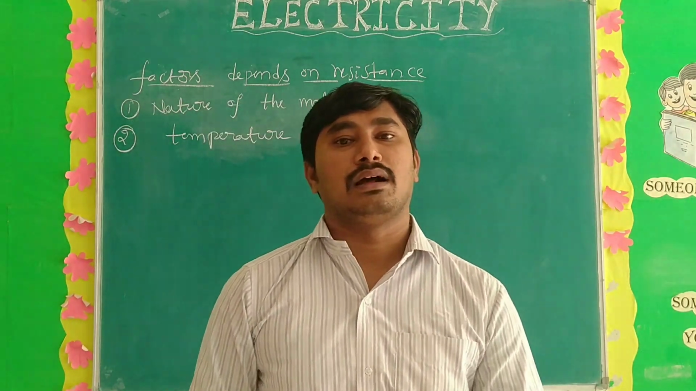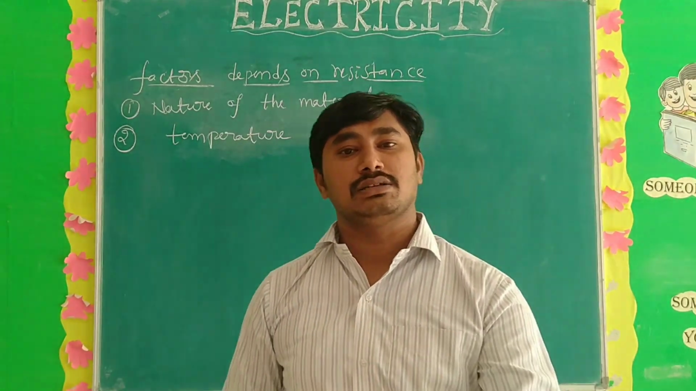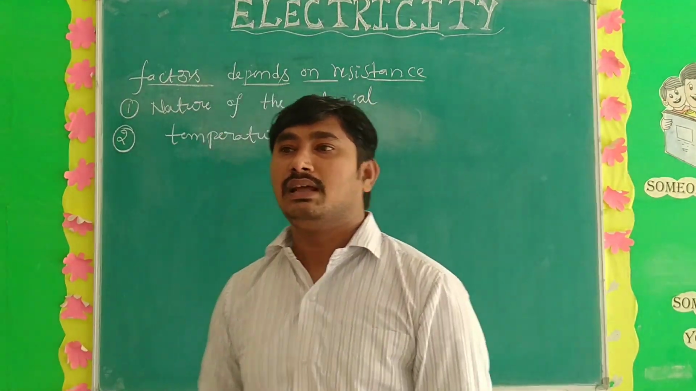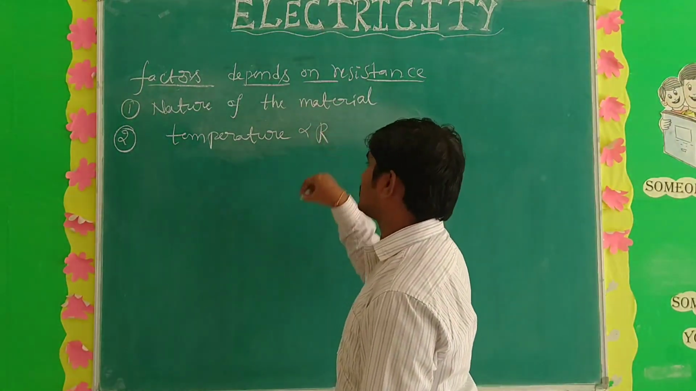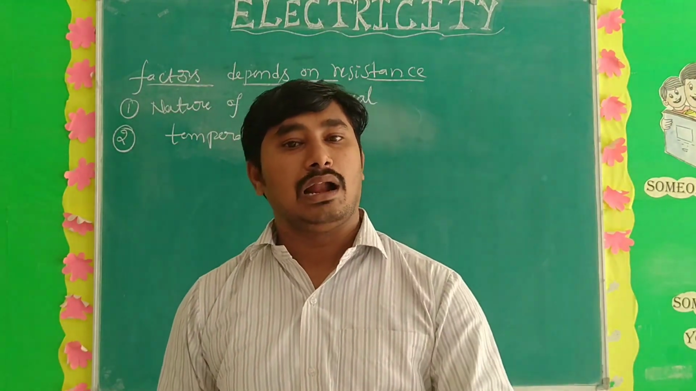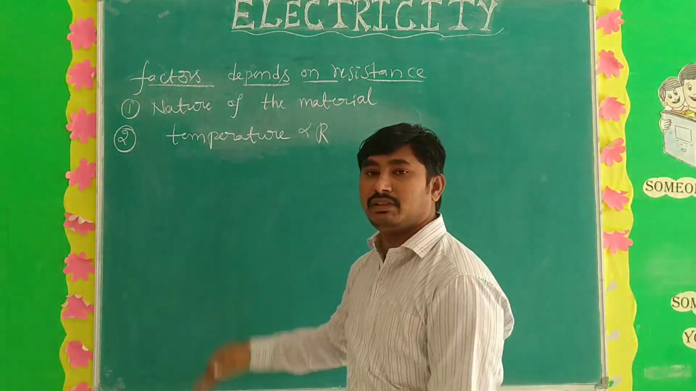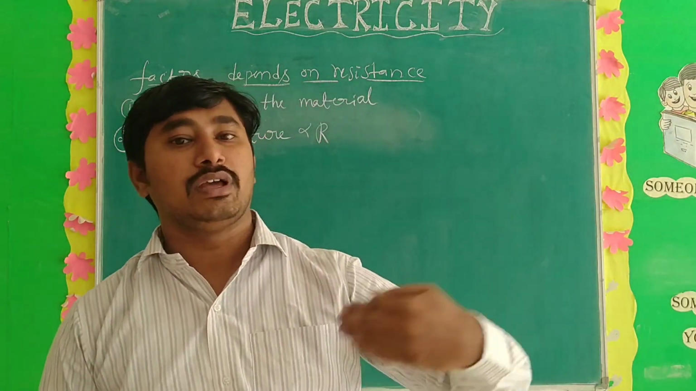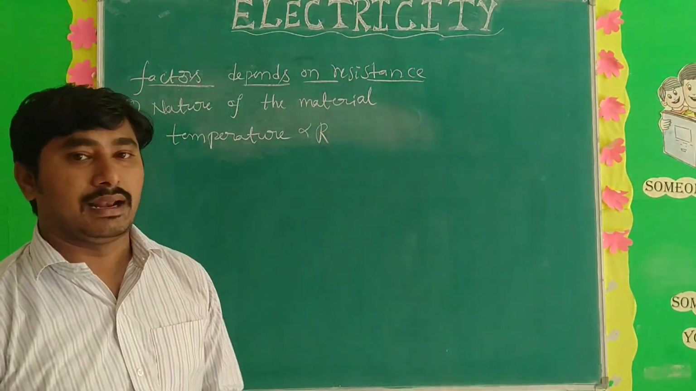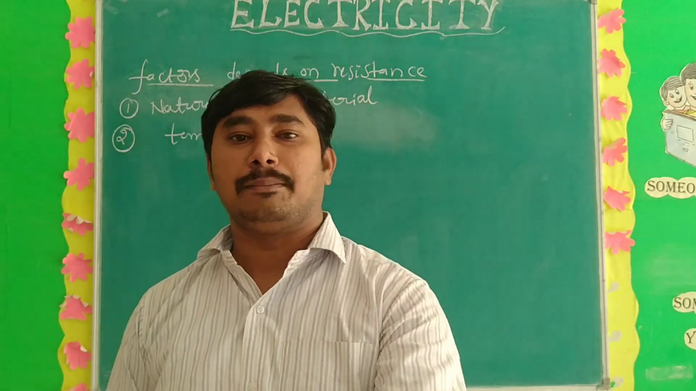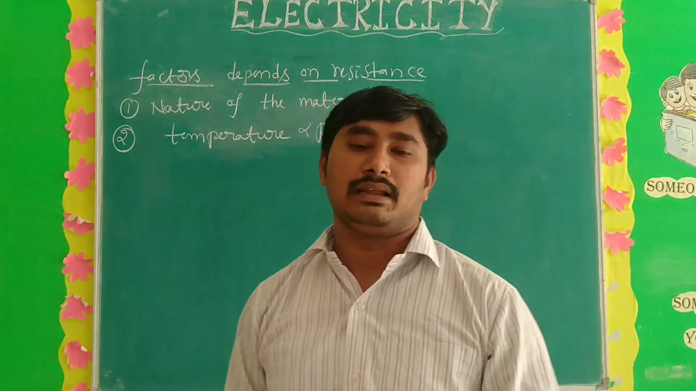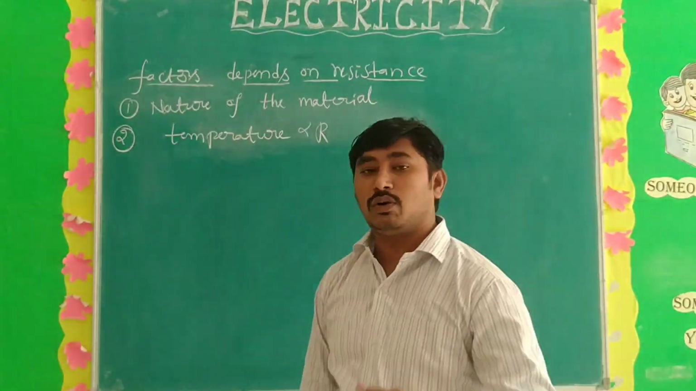The resistance depends upon the temperature of the material. Means as the temperature of the material increases, the resistance also increases. Temperature is directly proportional to resistance. The resistance of the material increases with increasing temperature, and the resistance also decreases with decreasing temperature. When you increase the temperature, automatically the resistance of the material also increases, and when you decrease the temperature of the material, the resistance also decreases. That's why the resistance depends upon the temperature of the material. Understand? That is the second factor. Next, what is the third factor?